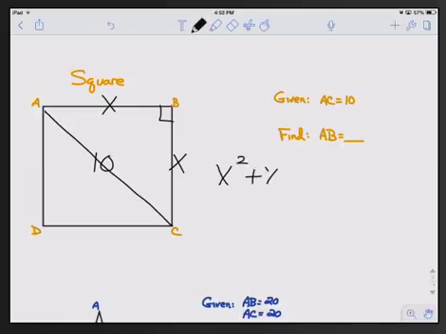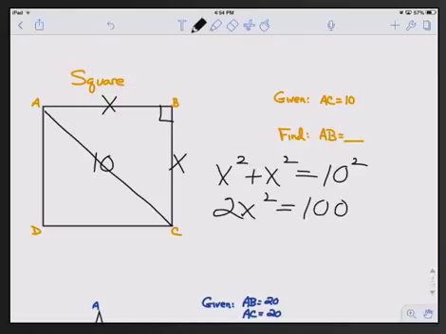x squared plus x squared equals 10 squared. So you could have 2x squared equals 100. So you divide each side by 2 and x squared is equal to 50. So x equals the square root of 50. For the exam, an approximation for the square root of 50 is fine.